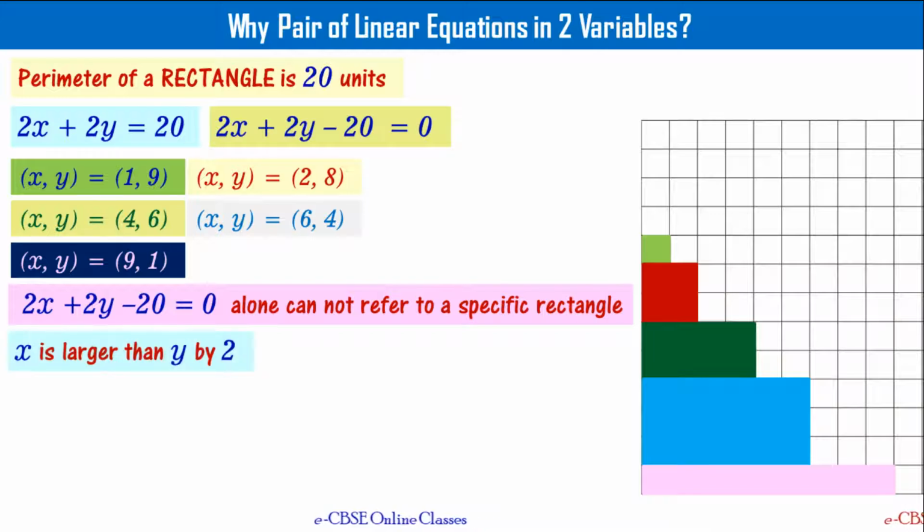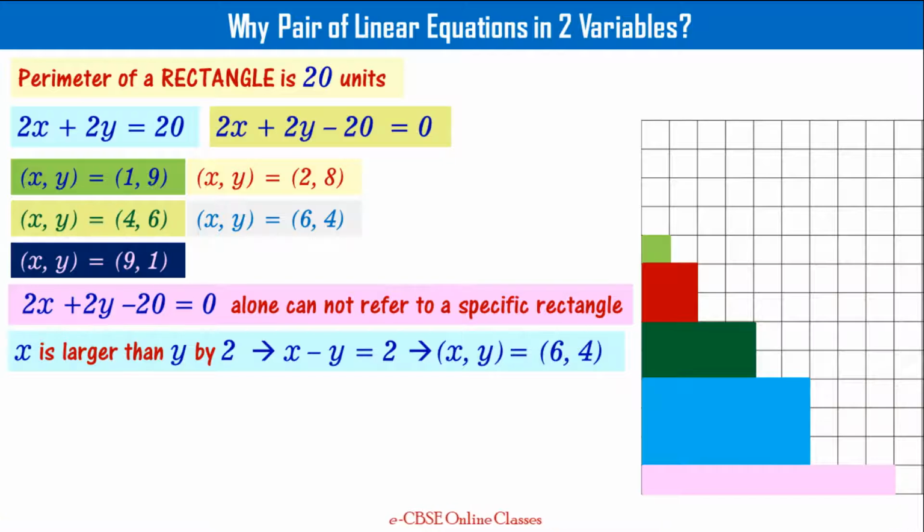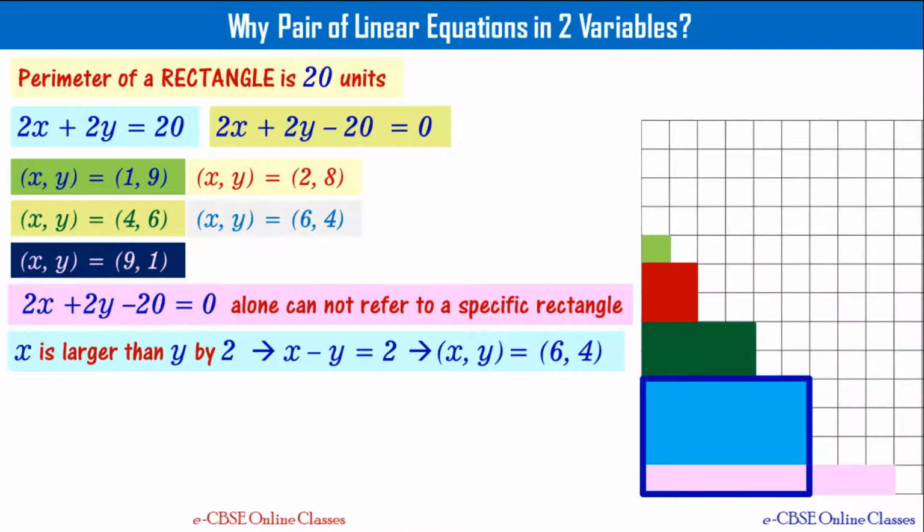For example, if I say that x is larger than y by 2, then I am saying that x minus y equal to 2. When I put these two things together, I am talking about a rectangle which has got x equal to 6 and y equal to 4. I am denoting that using a dark blue line. You see that rectangle I am talking about.